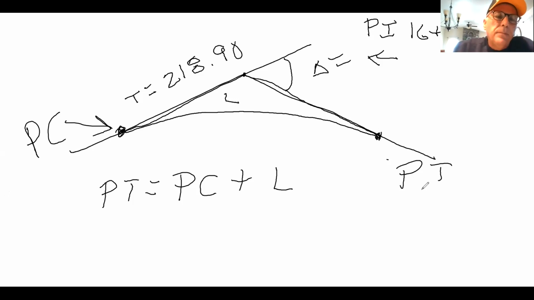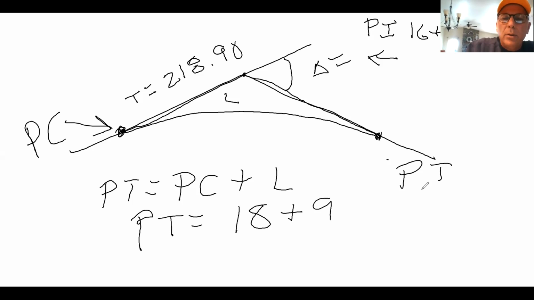So to calculate the PT station, you take the PC plus the length. In this situation, the PC station is 1475.60, plus the length of the curve. We calculated the length of the curve to be 416.66. So therefore, our PT station will be equal to 18 plus 92.26. And that is the station of the PT.